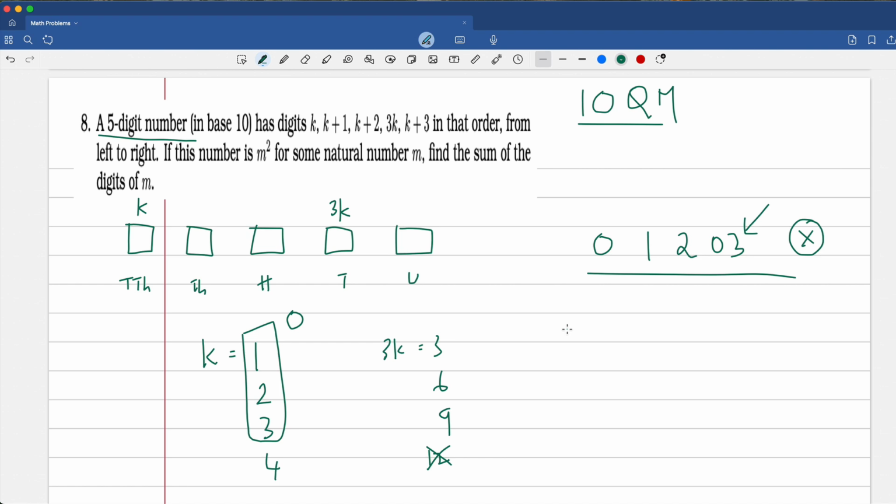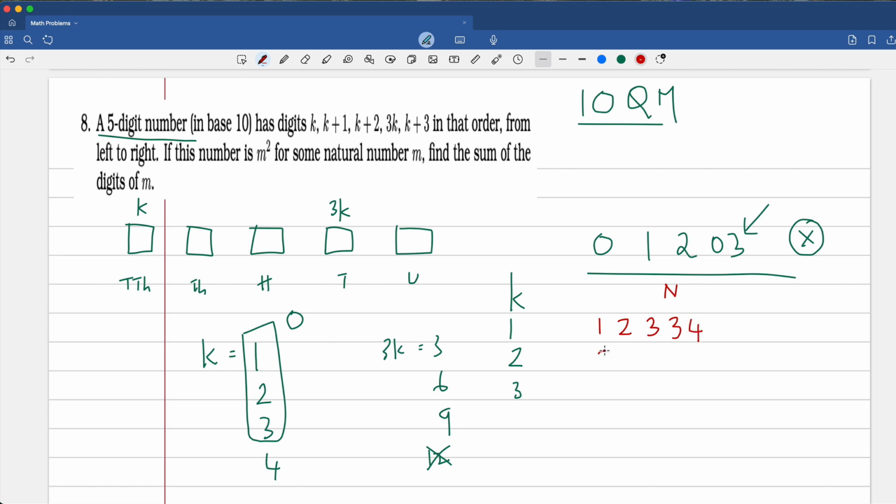So let's list down the number in that case. We have k is equal to 1, k is equal to 2, and k is equal to 3. In each of these cases, what is the value of that 5-digit number? So the first digit is 1, the second digit is 2, the third digit is 3, the fourth digit is 3 times this, so it's 3, 3, and the fifth digit is k plus 3, which is 4.